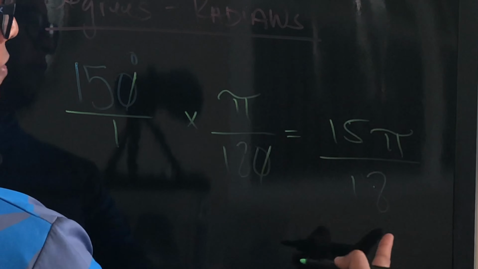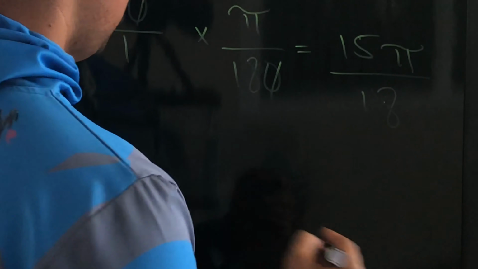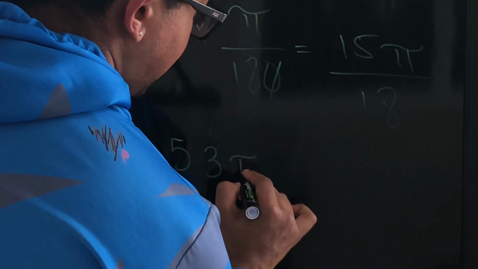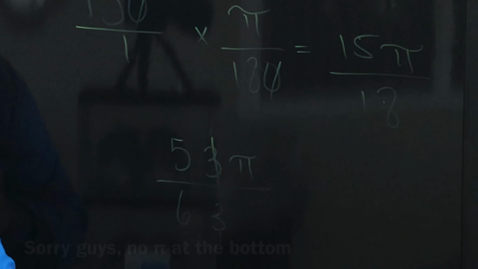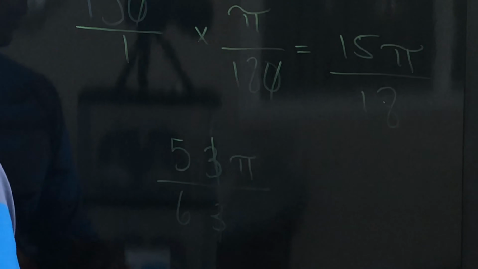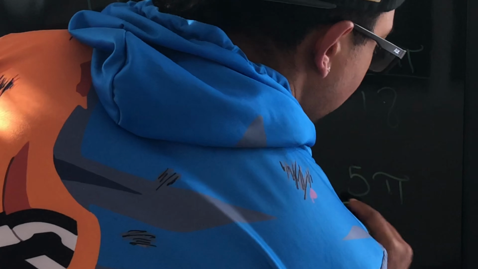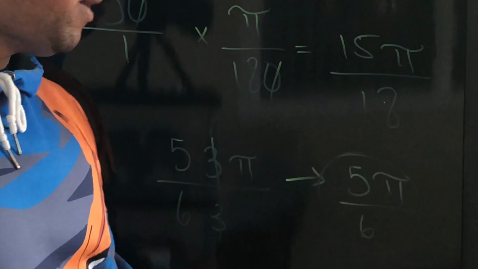What two numbers multiply to 15? What two numbers multiply to 8 that you know, very common numbers? Okay, so what you're going to get here is, if I shift down here, 5 times 3 pi over 6 times 3. My bad, guys, you should have a pi up there. I'm sorry. So it should be 5 times 3 pi divided by 6 times 3. The 3's cancel. So now your final answer should be 5 pi over 6. That's your final answer. So 150 degrees equals 5 pi over 6 radians.